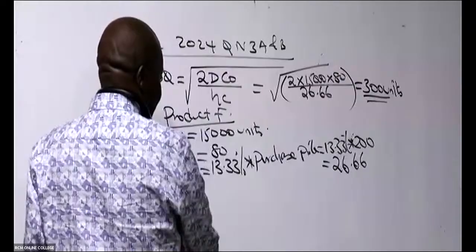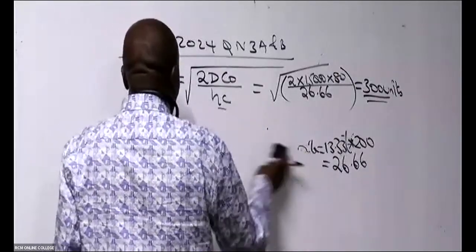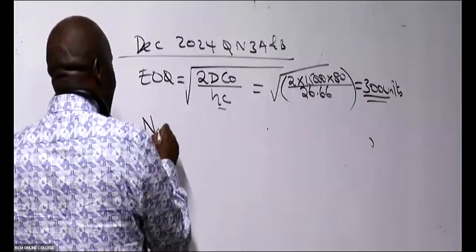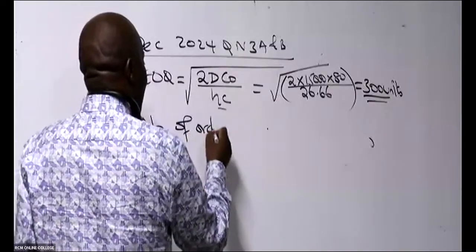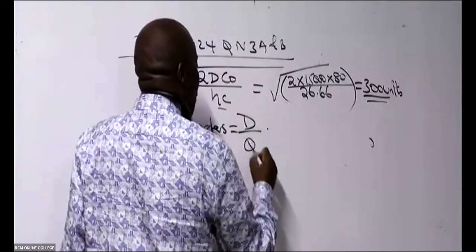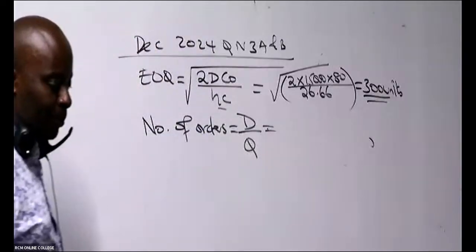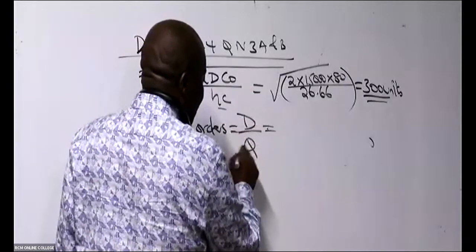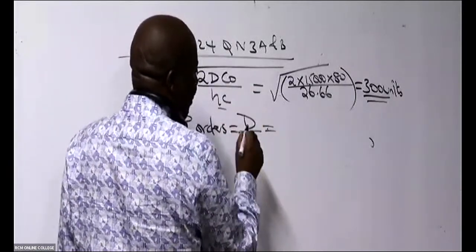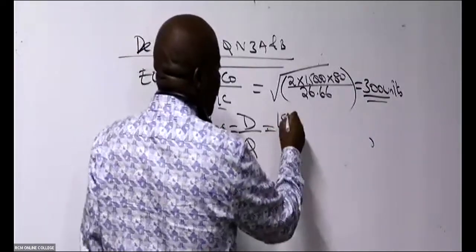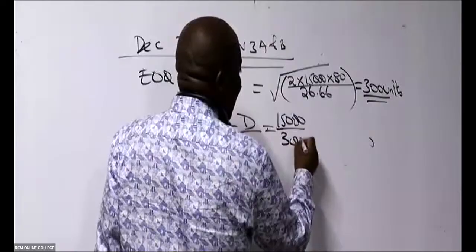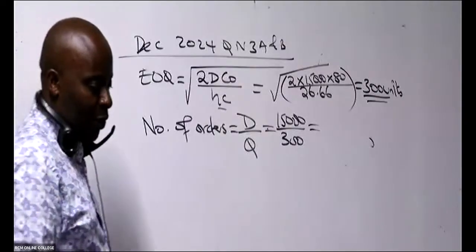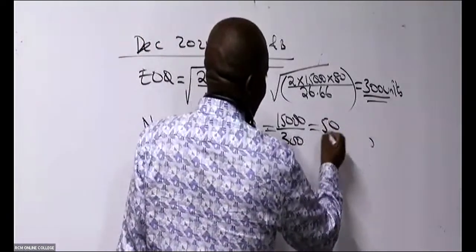the number of orders. So remember, Roman 1, they wanted us to give them the number of orders. How do we get number of orders? We normally take D over Q. Number of orders, you take the annual demand divided by EOQ. The annual demand is 15,000. You divide this by 300, which then will end up giving us 50 orders.